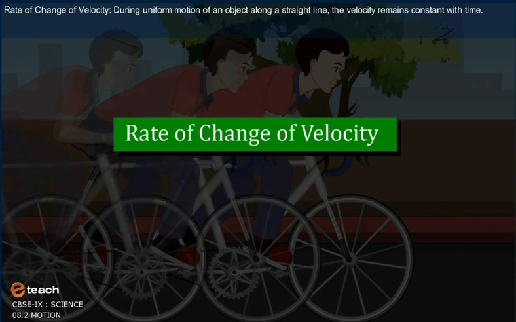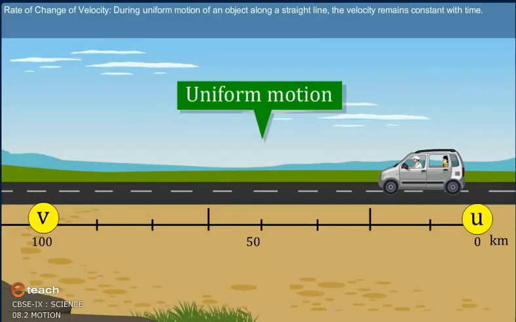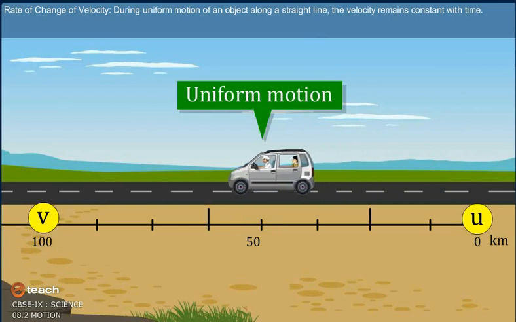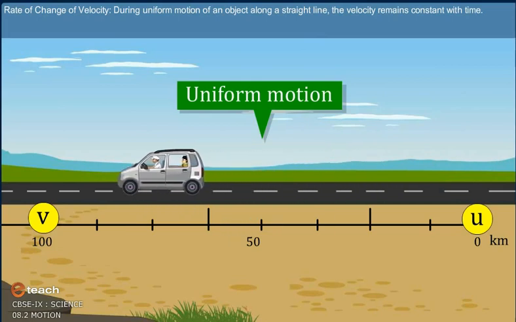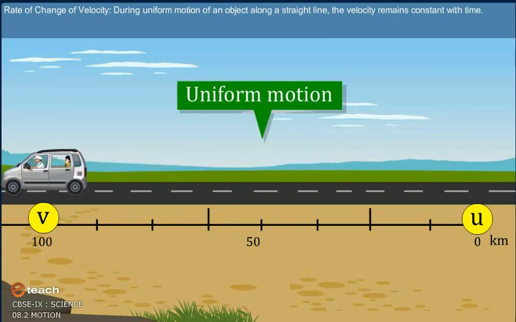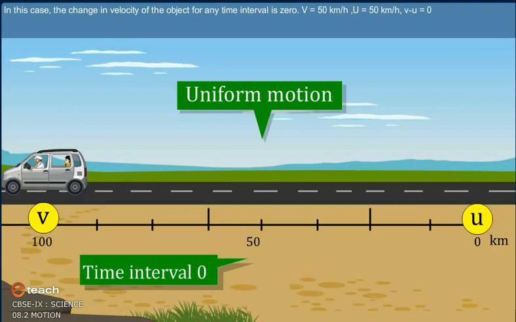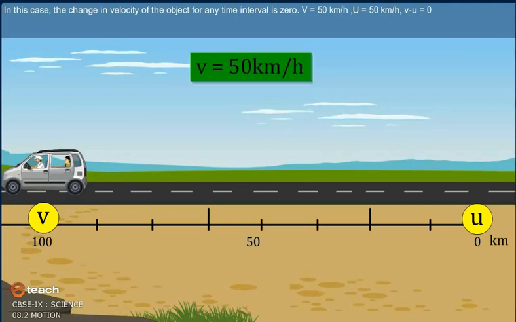Rate of change of velocity. During uniform motion of an object along a straight line, the velocity remains constant with time. In this case, the change in velocity of an object for any time interval is 0. V is equal to 50 km per hour, u is equal to 50 km per hour, so v minus u is equal to 0.